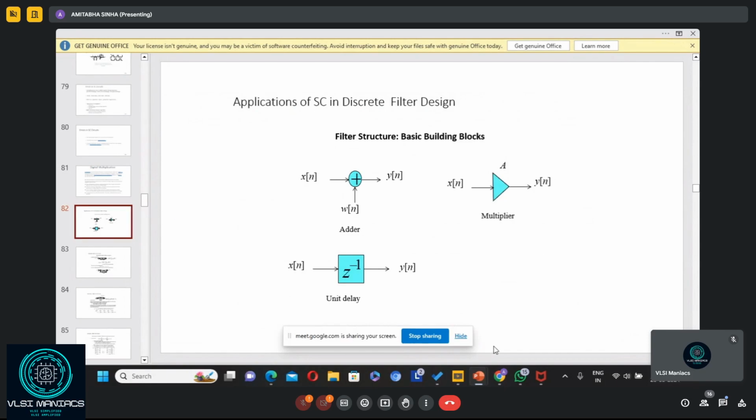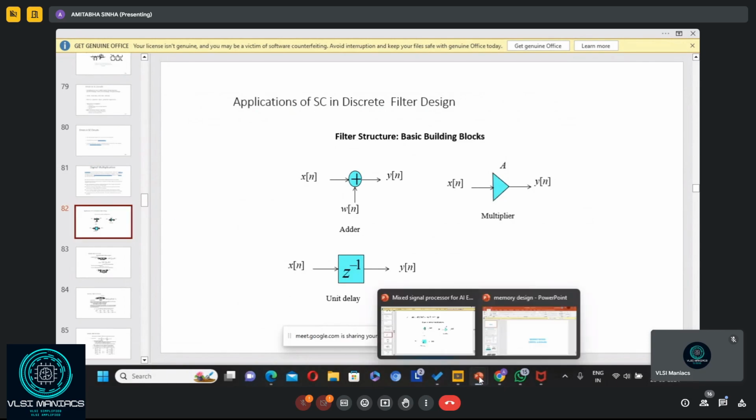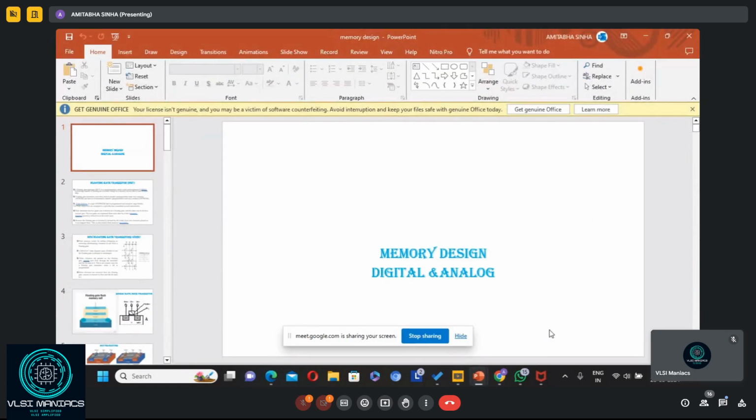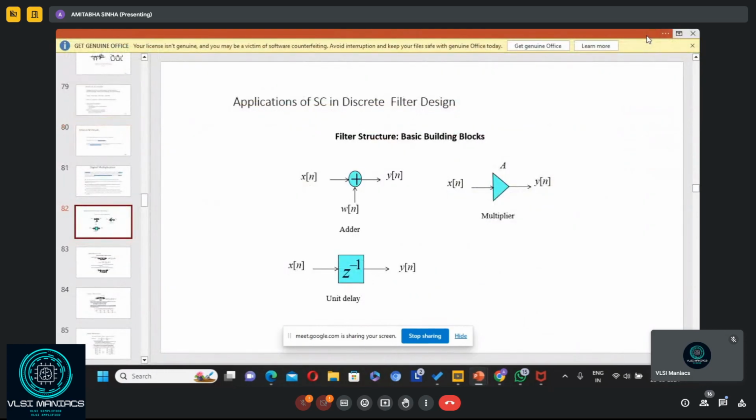Now, if you have any questions, please ask. Another topic I will try to cover is memory design, analog and digital, that is, floating gate memory.